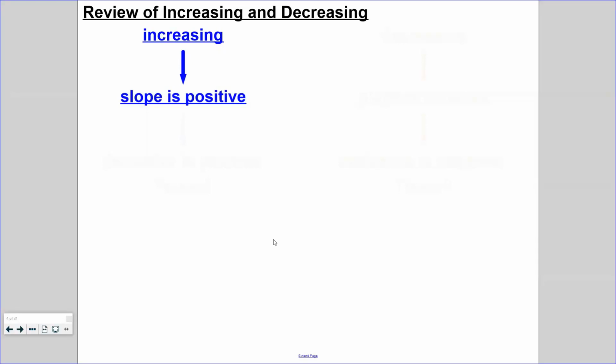All right, so if the slope is positive, that's our pre-calculus thing, right? I mean, we're in calculus now. What does slope mean in calculus? Slope is the derivative. So we know a function is increasing when the derivative is positive, or when f prime of x is greater than 0.